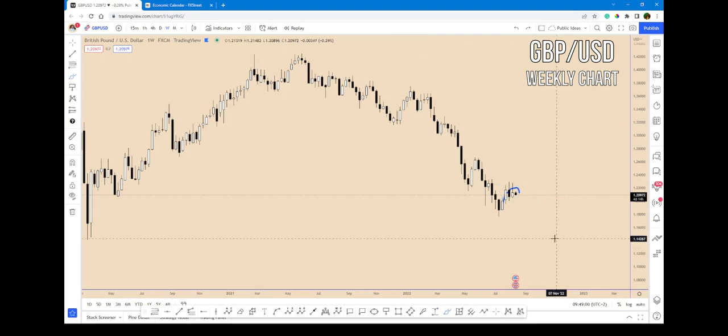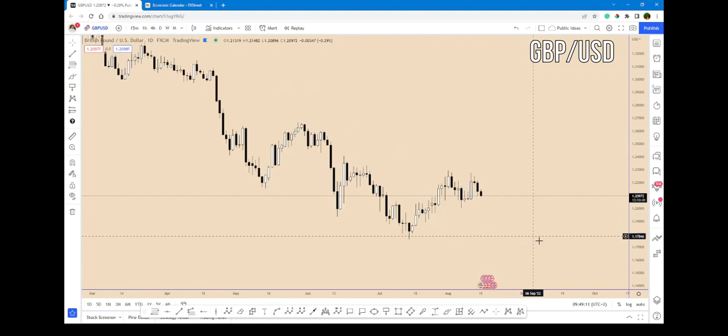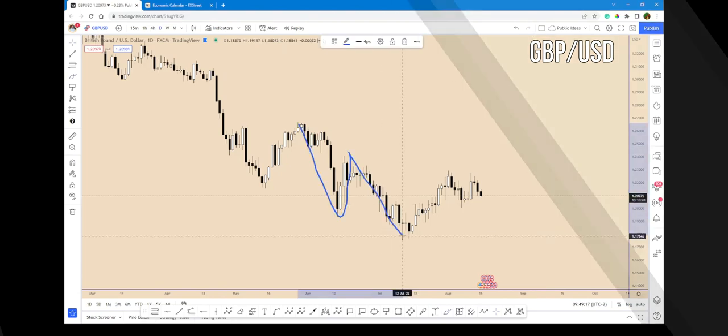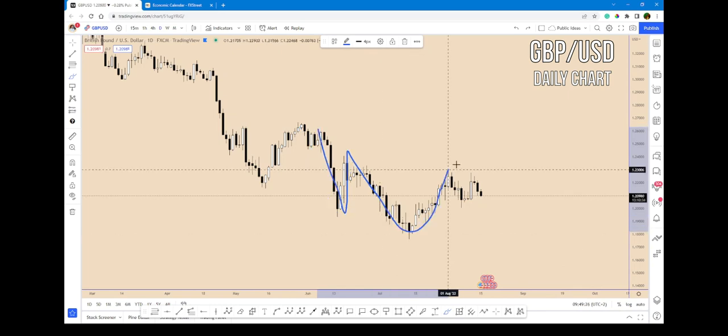On the daily chart, what we can see is this part here. We can see that price created this type of movement. This is a possible head and shoulders pattern. It can make something like this, something like this, and after that the price can bounce up from this point. So it looks very interesting.